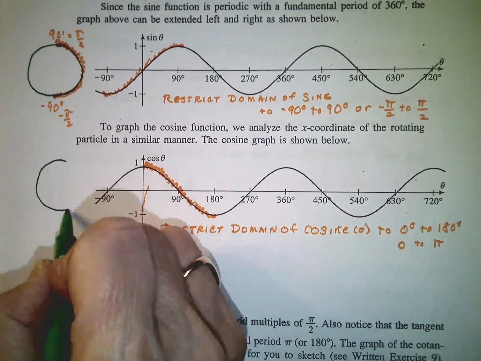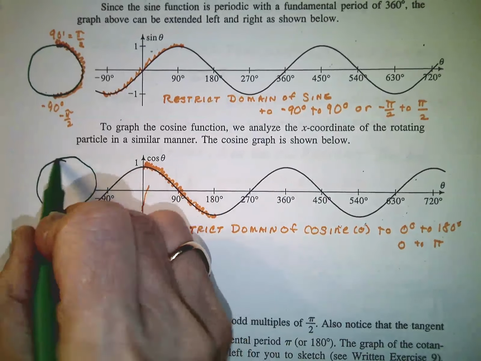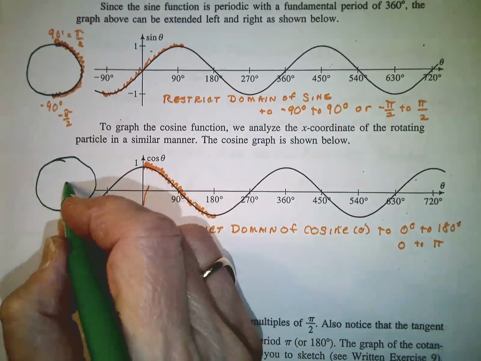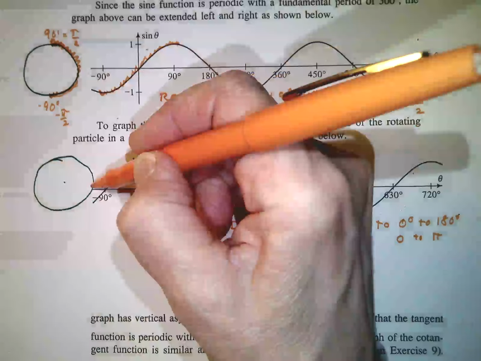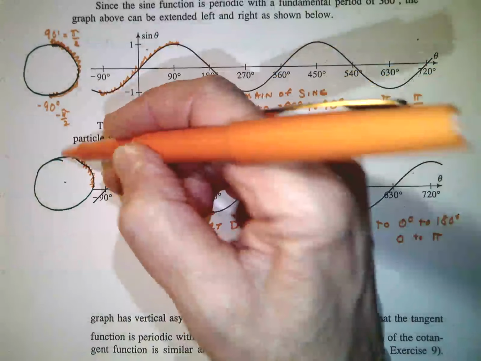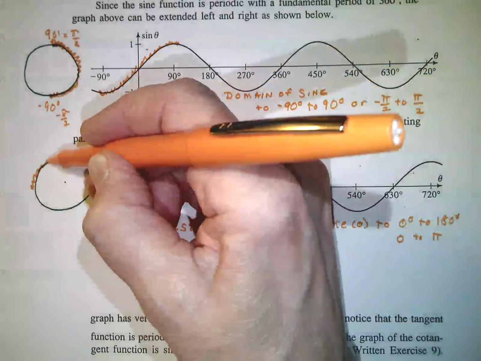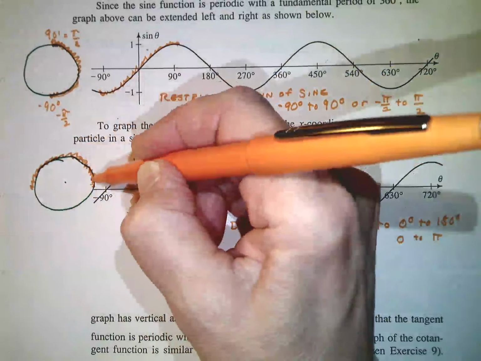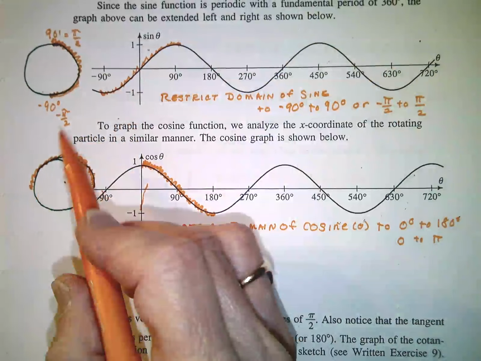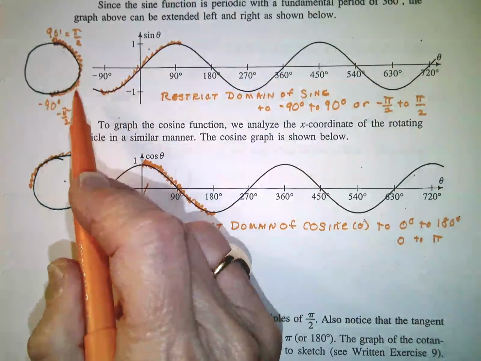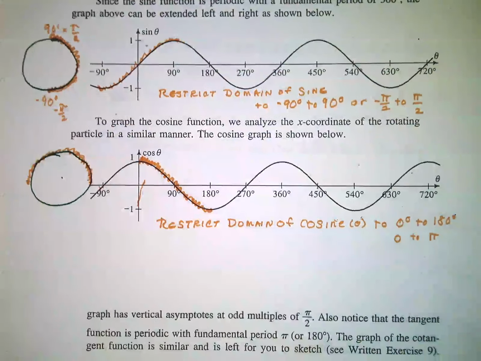So no matter what cosine value we put in, the calculator will only give us answers from 0 to 180. It will give us answers in only the top half of the circle. Sine will give us answers in only the right side of the circle.